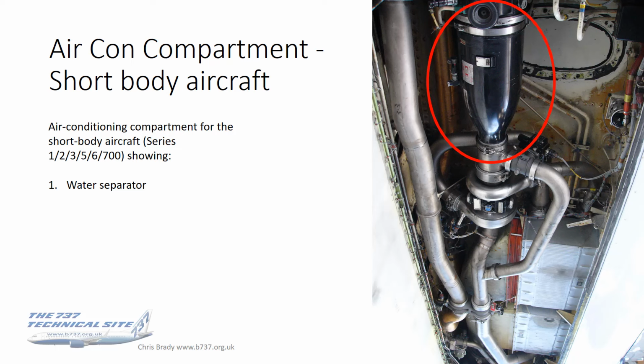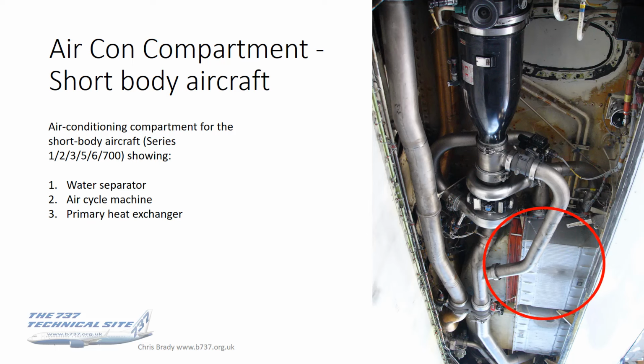The first component I've got highlighted there is the water separator, and that's simply a centrifuge which flings the particles of water to the outside of that tube for collection. That is the famous air cycle machine that you see on schematics, and you can see it's got two stages, a compressor and a turbine, on either side of it. You've got a primary heat exchanger and a secondary heat exchanger.